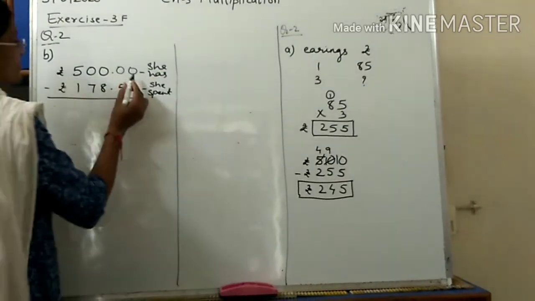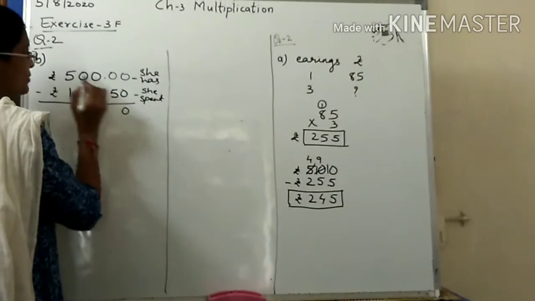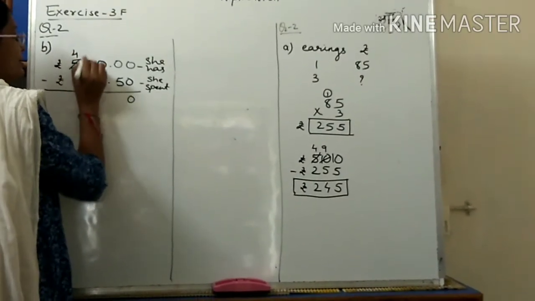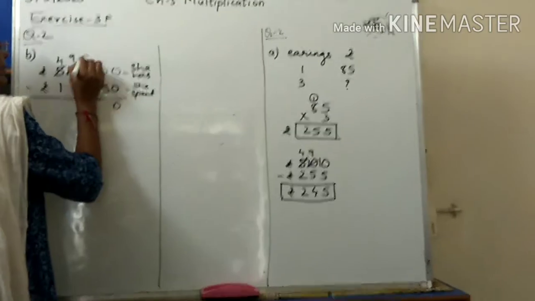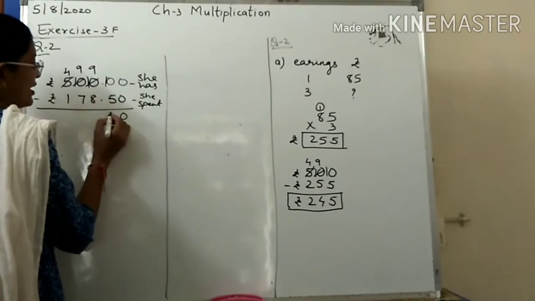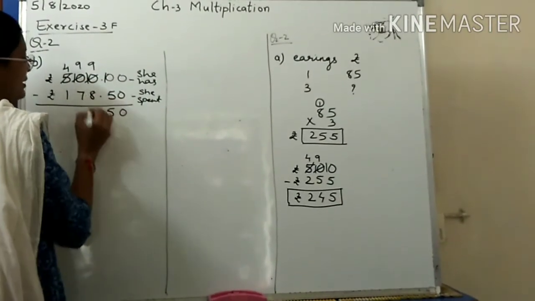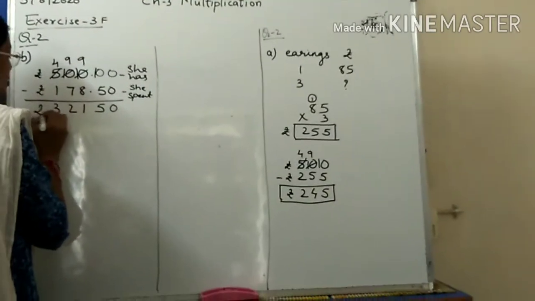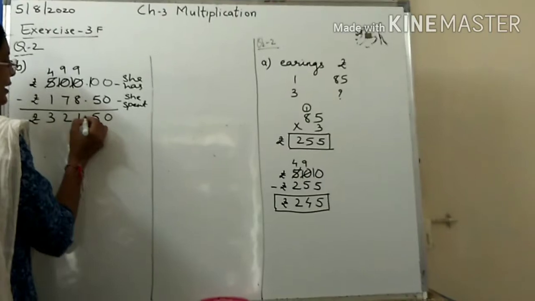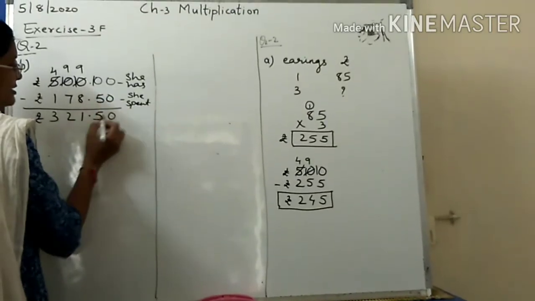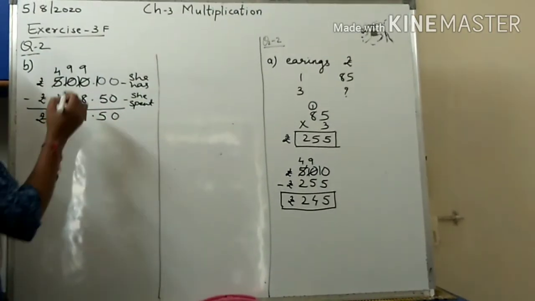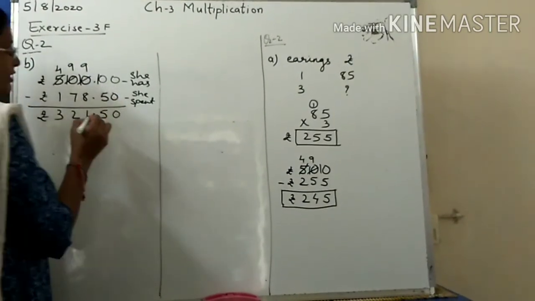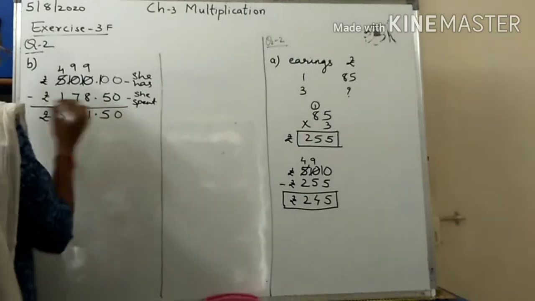Now 0 minus 0, 0, 0 minus 5 you cannot do, so again from here you will borrow 10, cut 10, 9, 10, cut 10, 9, again 10. 10 minus 5 will be 5, 9 minus 8, 1, 9 minus 7, 2, and 4 minus 1, 3. Rupees 321 point. See after point 2 digits, so here 2 digits. Or in subtraction and addition you can put the point before. It should be in one line. Now this much she is having.